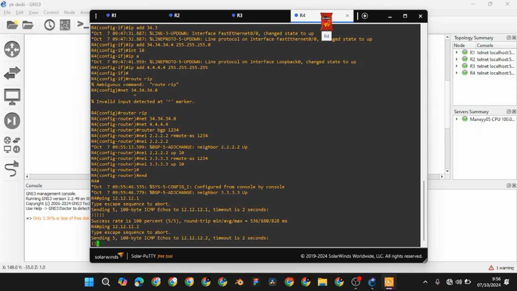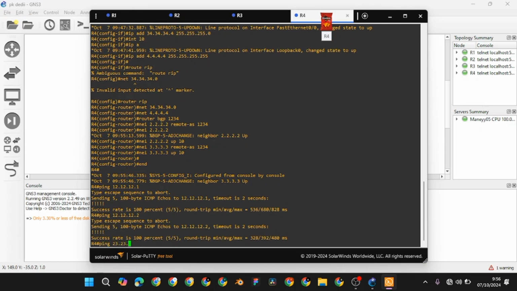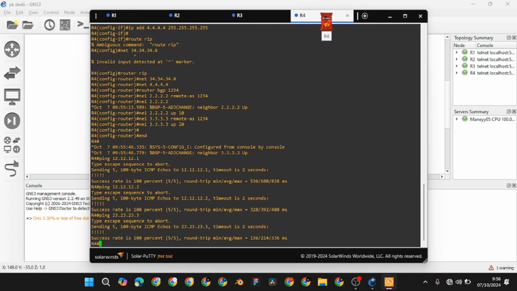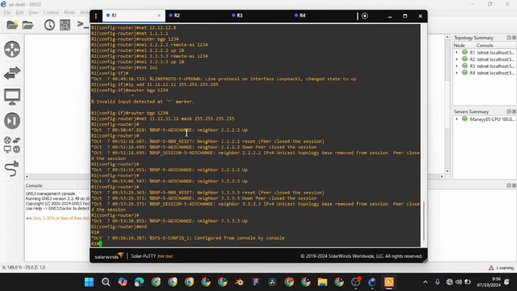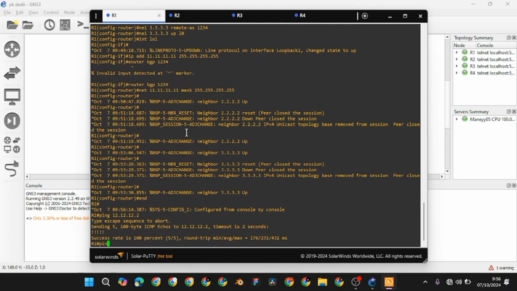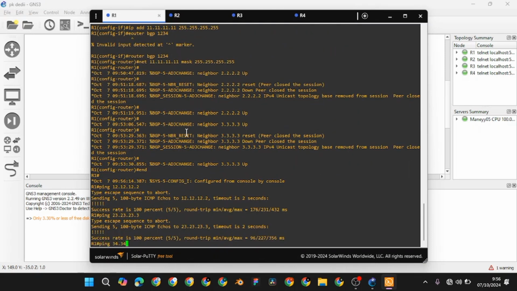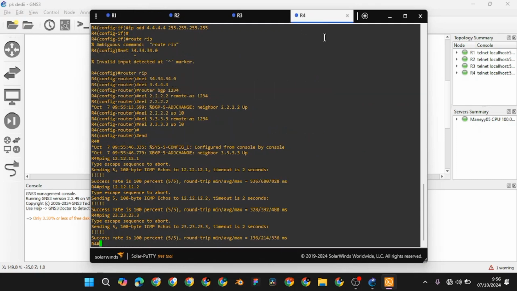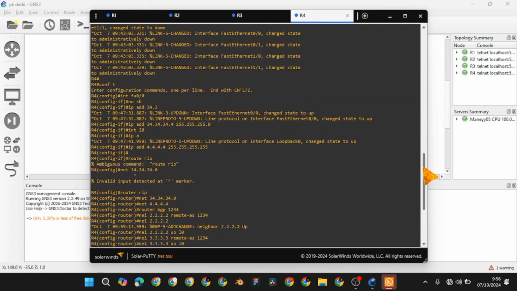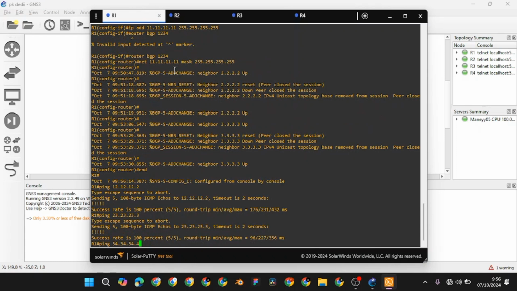So we have to ping. Alhamdulillah. Already I tried all the routers, from the last router, and I wanted to check from the first router, and all of the routers are already connected to each other.